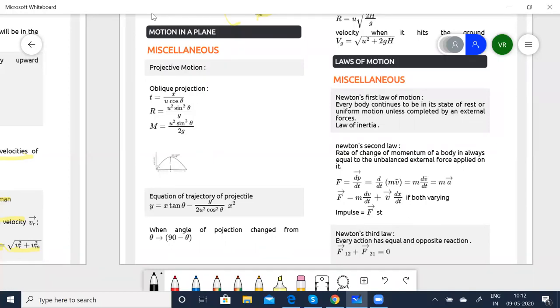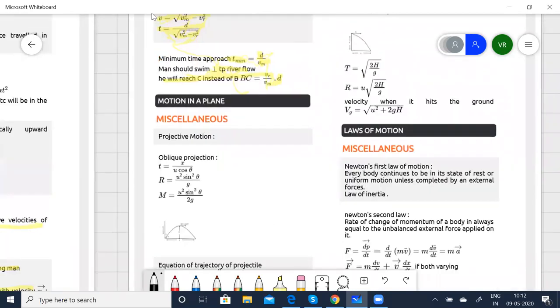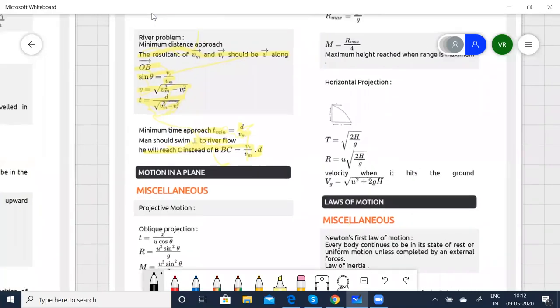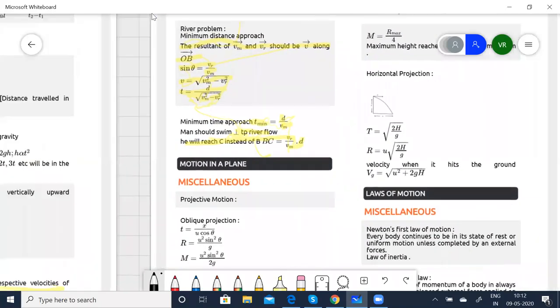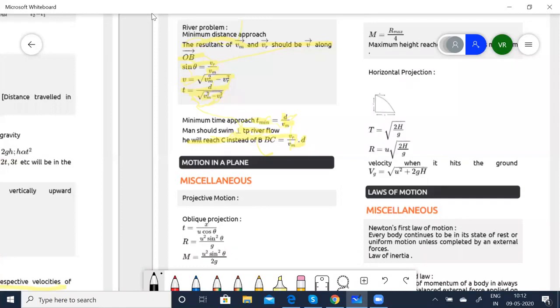Now projectile motion is more like, there are 2 types of motion. One is the oblique motion, and the other is the motion on the horizontal projection. You have to understand 2 types of projectile motion. One is the horizontal projection and the other is the oblique projection.